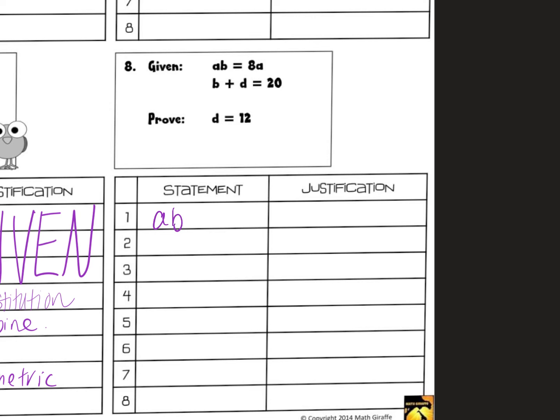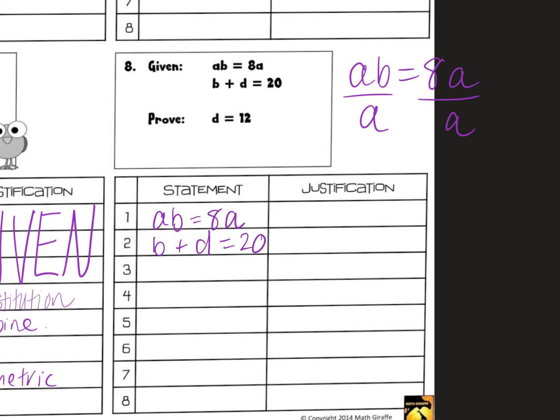So a times b equals 8 times a. b plus d is equal to 20. We're trying to prove that d is equal to 12. So we need to find out what b is. So looking at our first statement, we know that ab equals 8a. So since we have an a on both sides, we can divide out that a. And that leaves us with b equals 8.